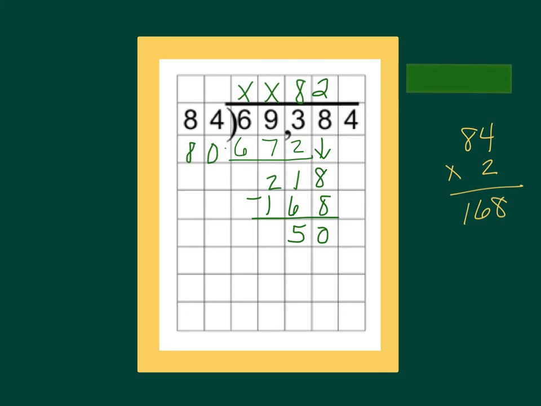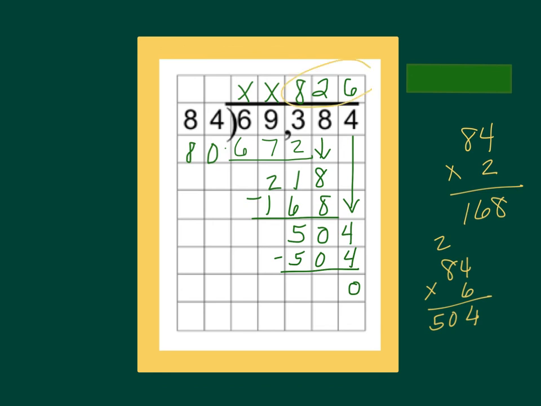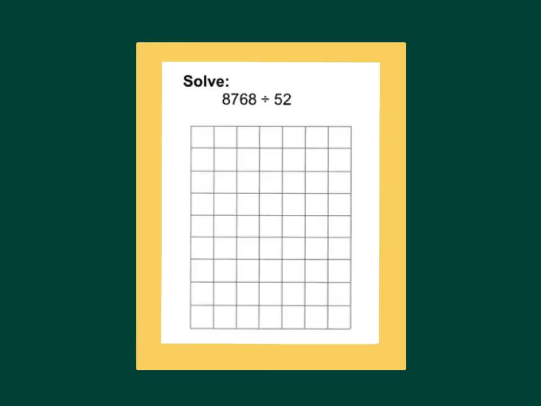So now I'm going to go into my last digit. I'm going to bring down my 4. And again, I'm looking here to see how many groups of 80 I can get out of 504, or how many groups of 8 I can get out of 50. So I'm going to try, since I know that my math fact 8 times 6 is 48, I'm going to try a 6. 84 times 6 is going to give me 504, and when I put this back in here, I can see that I will have a remainder of 0. So therefore, I know my answer is 826.